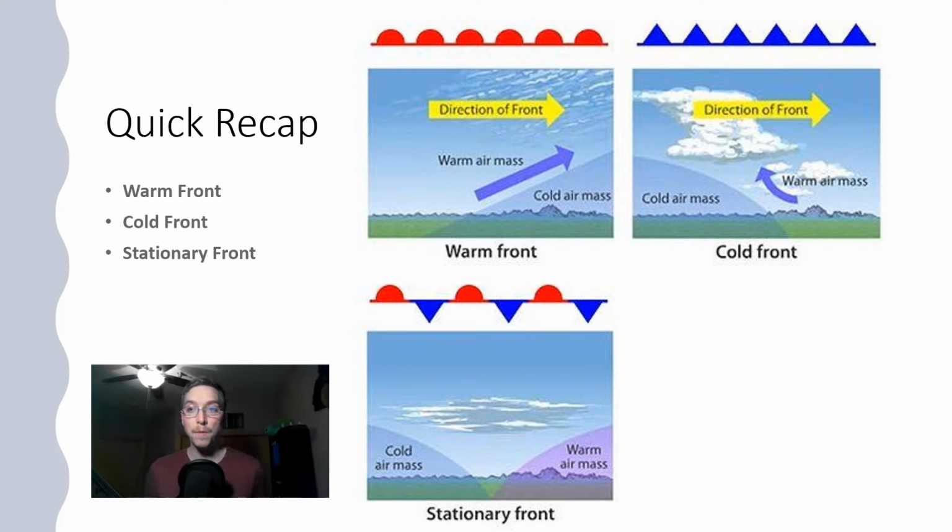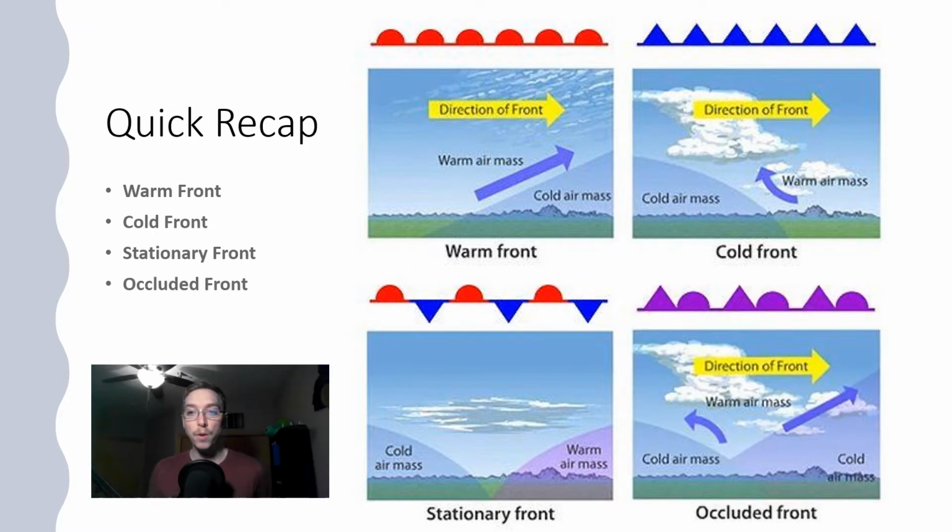Another type of front is known as a stationary front. In this front, neither the cold air mass nor the warm air mass is moving. Winds tend to blow along it in opposing directions on either side. Conditions along the front are clear and dry. However, if moisture is available near the front, clouds and light precipitation may develop.